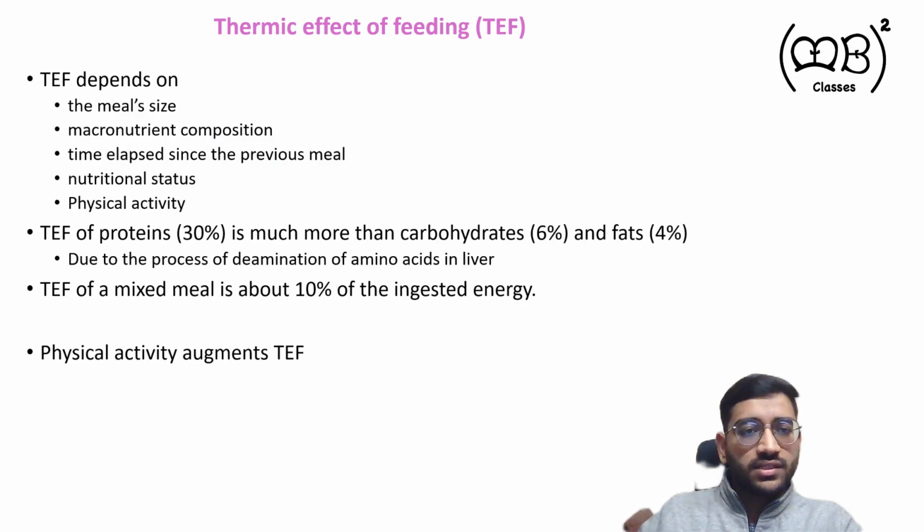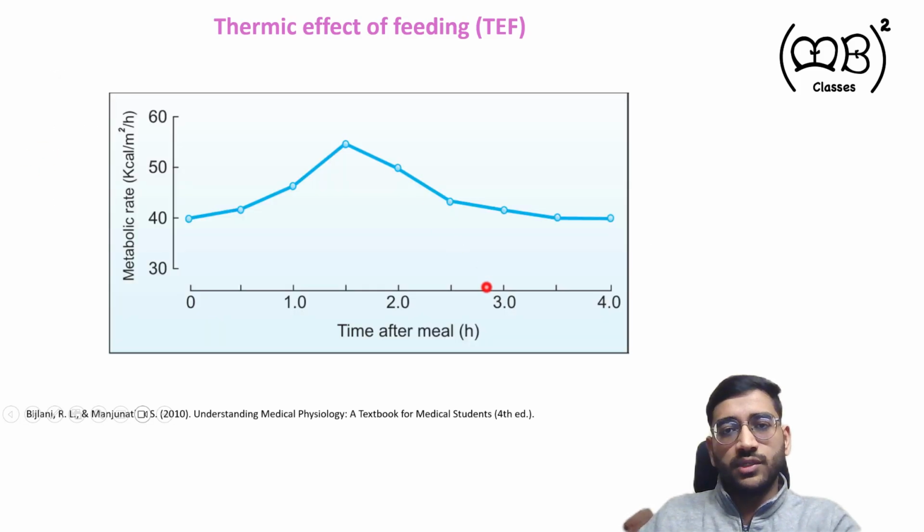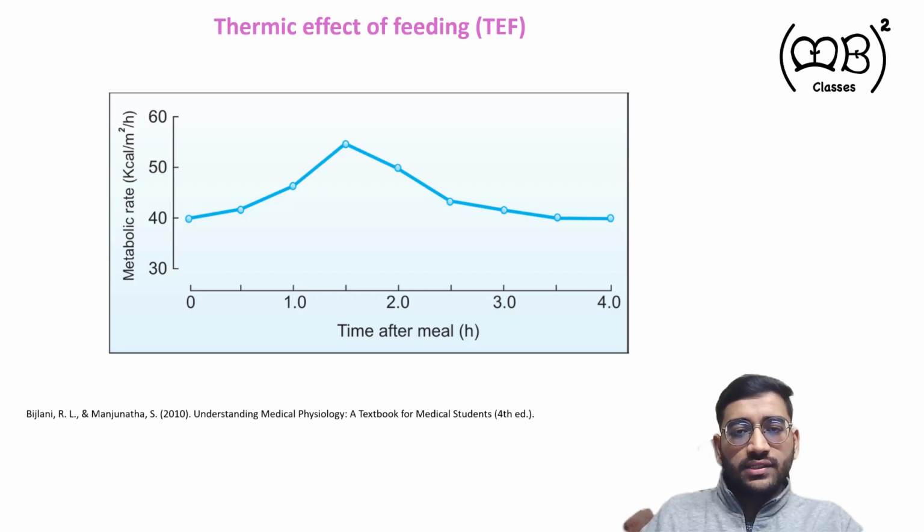We discussed the macronutrient composition, the nutritional status, and physical activity. We'll go into the details of the time elapsed since the previous meal. If we see this graph, it has an x-axis showing the time after meal and a y-axis showing metabolic rate in kilocalories per meter square per hour. Around 40 kilocalories per meter square per hour is the basal metabolic rate of the individual after consuming a meal, which is the 0 point.